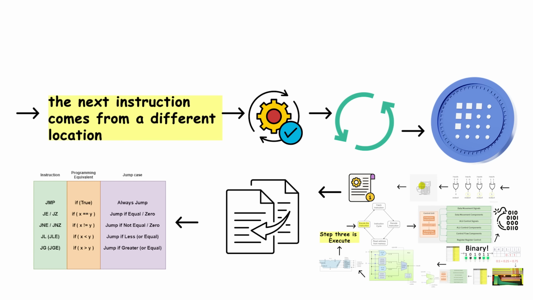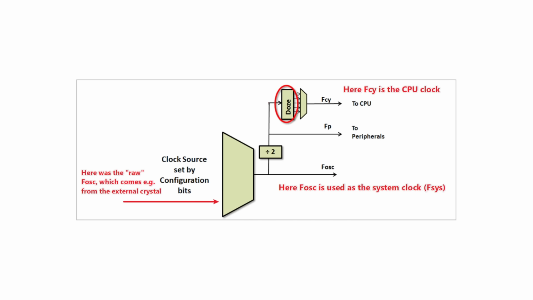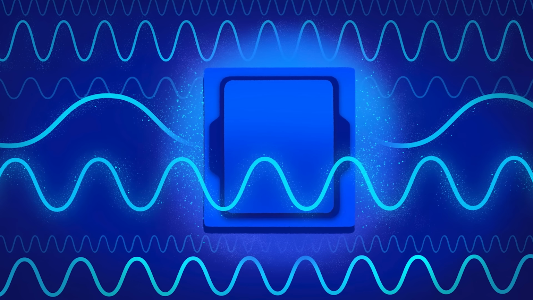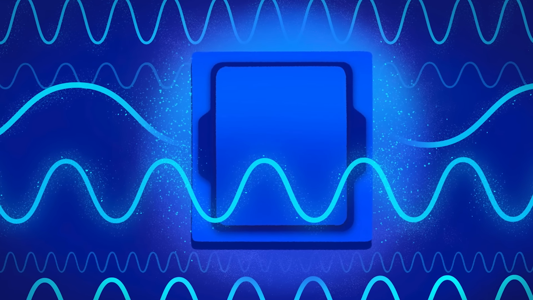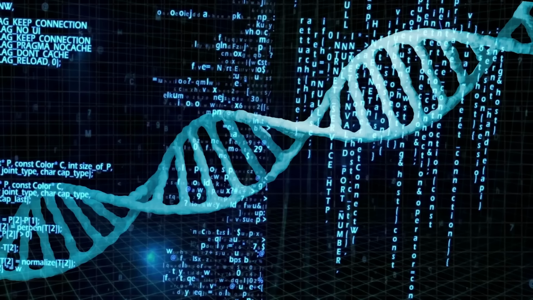Fetch the next instruction, decode it, execute it, then fetch again, over and over and over. The CPU's clock regulates this rhythm. Old CPUs had clocks running at 1 megahertz, completing 1 million cycles per second. Modern CPUs run at 3.2 gigahertz, completing 3.2 billion cycles per second. This is the common technological DNA in every processor.